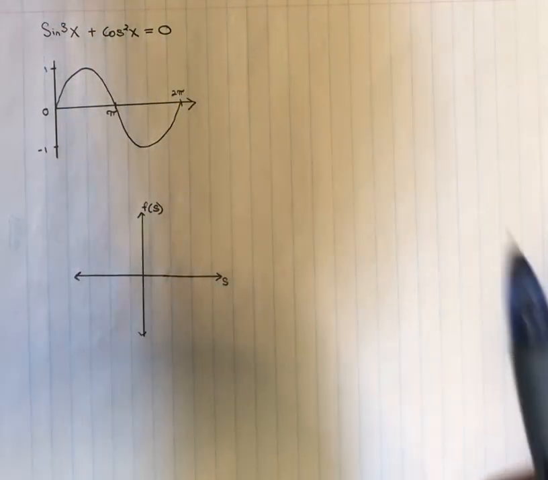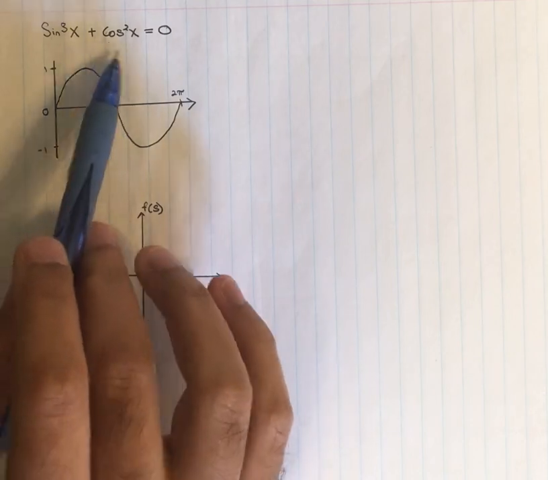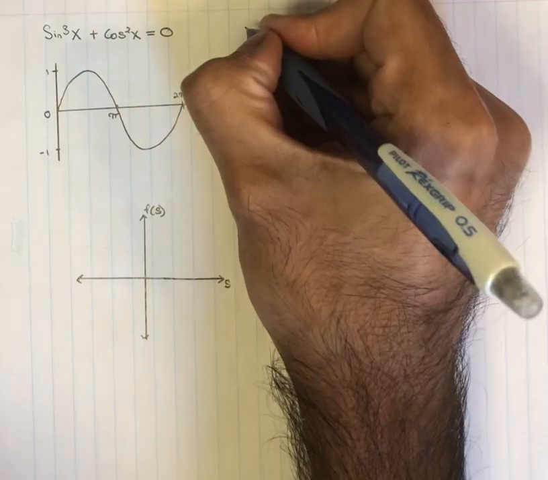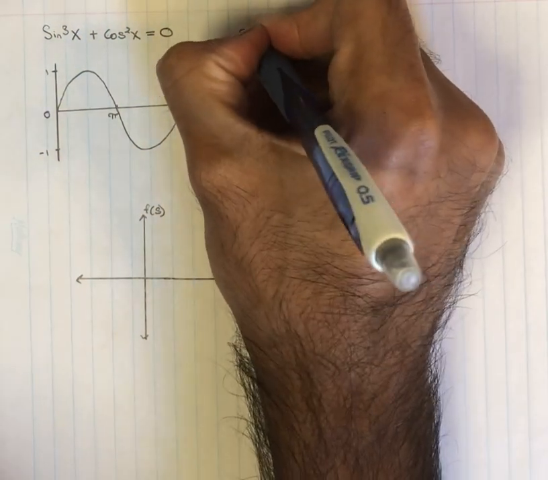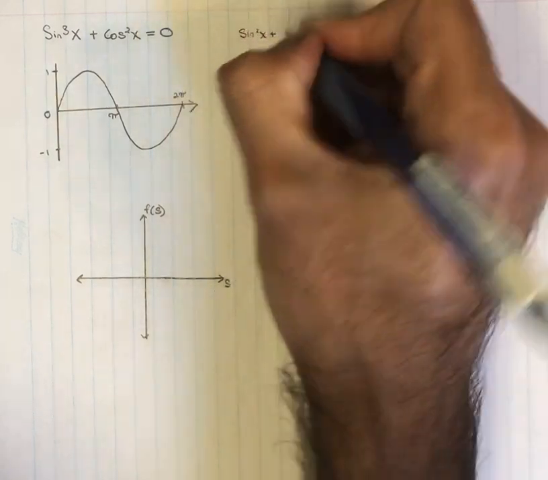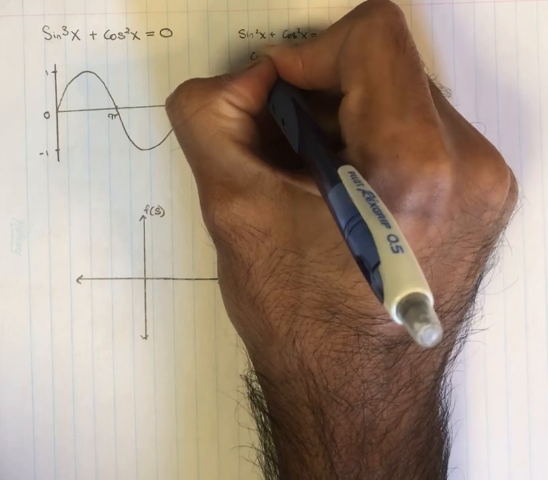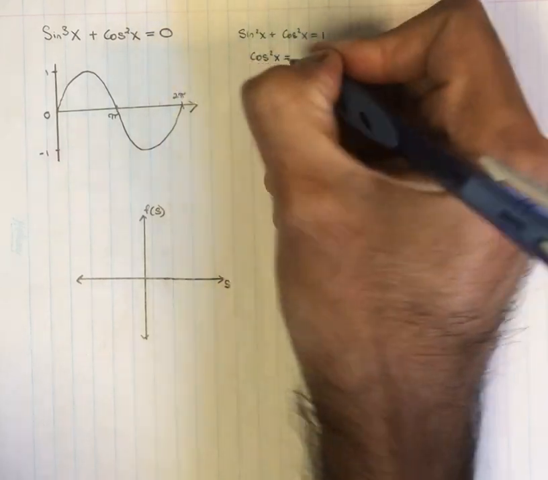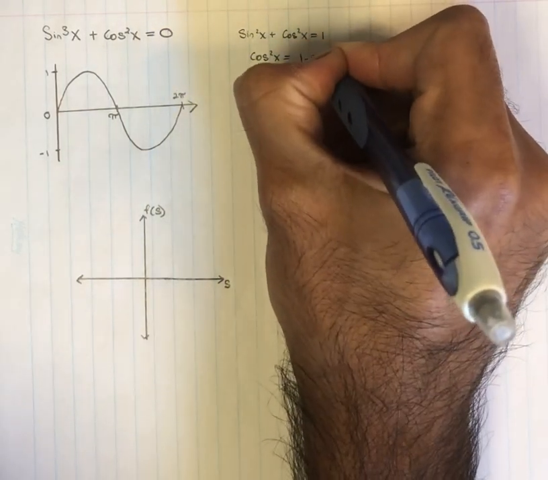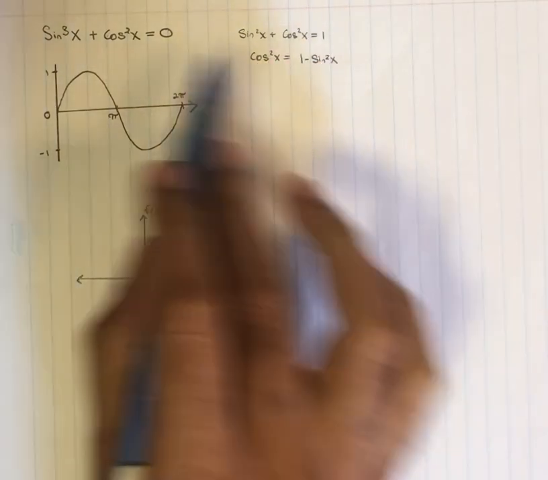First thing we're going to start off is I want to make everything in terms of sine. So I'm going to use the identity sine squared plus cos squared equals 1. Therefore cos squared x is equal to 1 minus sine squared x. So plug this into here.